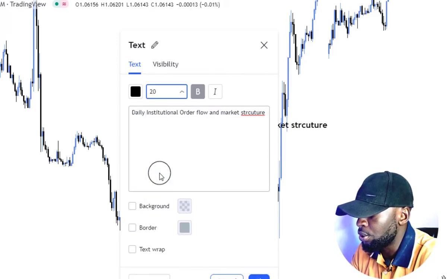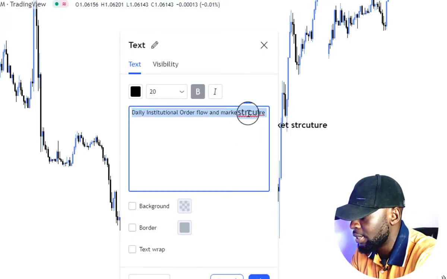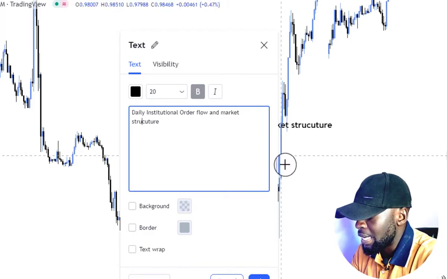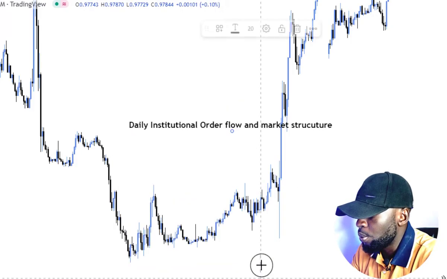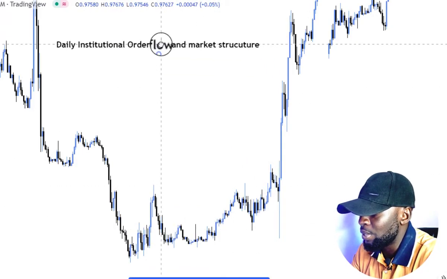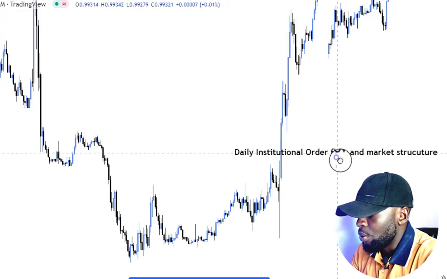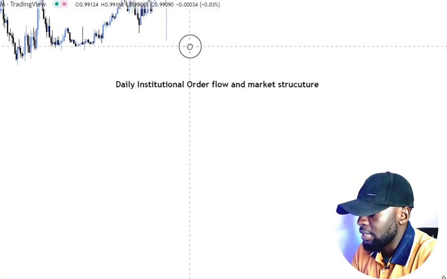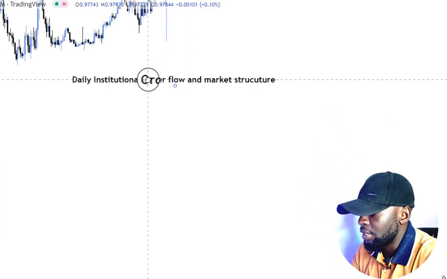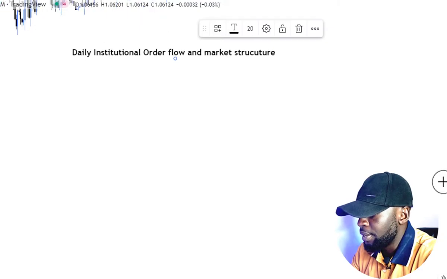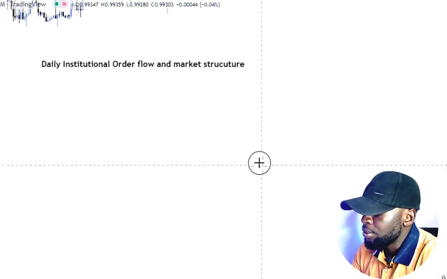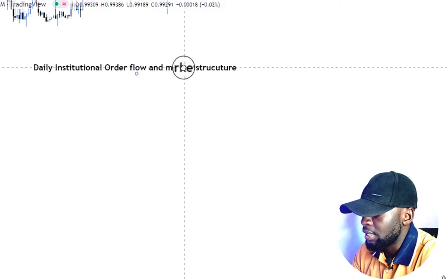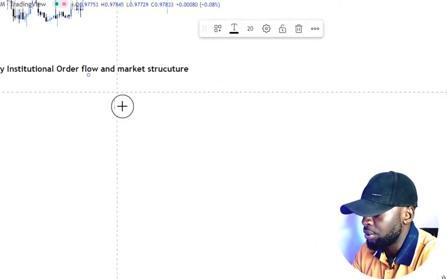The institutions position themselves largely on the higher time frames, okay? But because we are considering a day trading opportunity, we would like to position ourselves alongside the institutions residing on the daily time frame. We would like to preposition ourselves with the daily institutional order flow and market structure of the daily time frame.